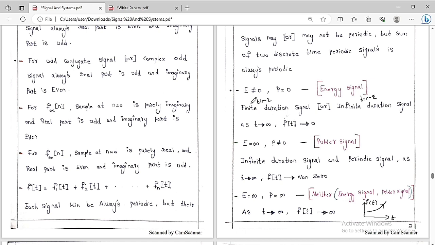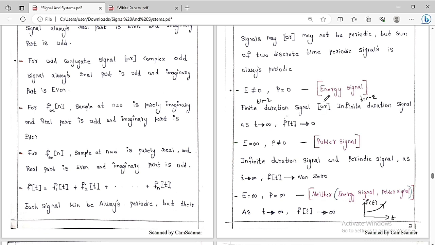Here energy is finite, so this follows energy signal. Here power is finite, so this follows power signal. Here both are not finite, so it is neither energy signal nor power signal. Here energy is a finite value, so this follows energy signal. Here power is a finite value, so because of this reason, it is called a power signal. Here both are not finite, so these are neither energy signal nor power signal. This point you always have to keep in your mind.